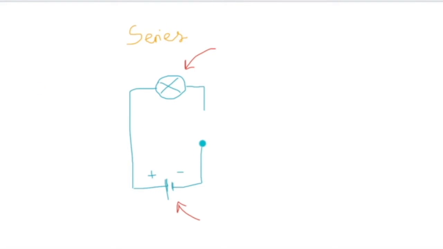Now, let's say we have a switch in the circuit. Now, this switch can be open like this, or it can be a closed switch like this. Now, a closed switch means the circuit is fully connected, and that means electricity will flow around the entire circuit and the light bulb will turn on. But when you open it like this, the electricity will stop flowing and the light bulb will not turn on.